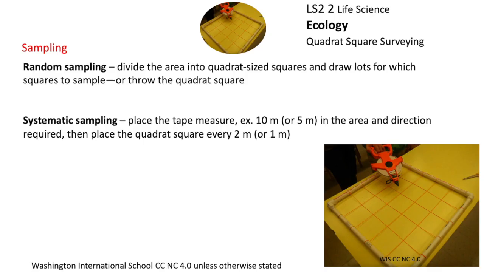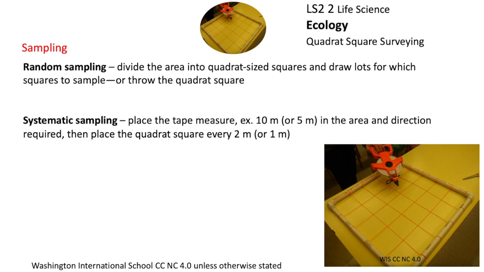And then there are other samplings with quadrat squares. Divide the whole area into quadrat-sized square units, and then write the numbers on paper and draw lots. So it's the larger square that you're putting over your large area. Or you can throw the quadrat square, if it's durable enough, but not where people are.